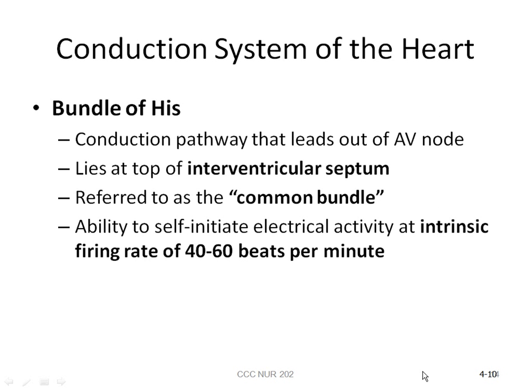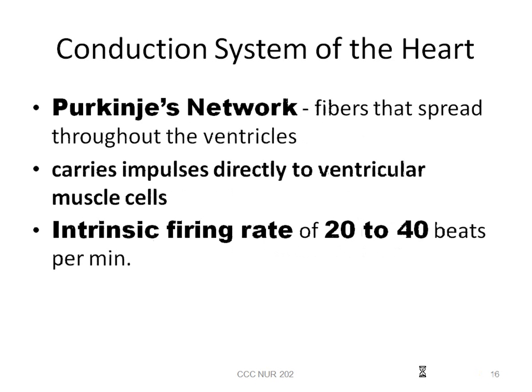Bundle of His. As you get down toward the heart itself and into those bundles, those cells can actually be their own pacemakers. Typically you're going to see a rate lower in the heart, more like 30 to 40 beats per minute. 40 to 60 is the area above, so 20 to 40 is what's here.